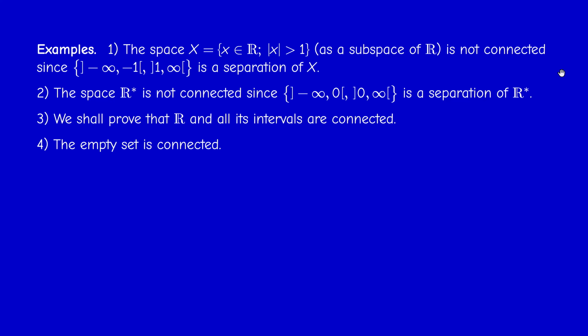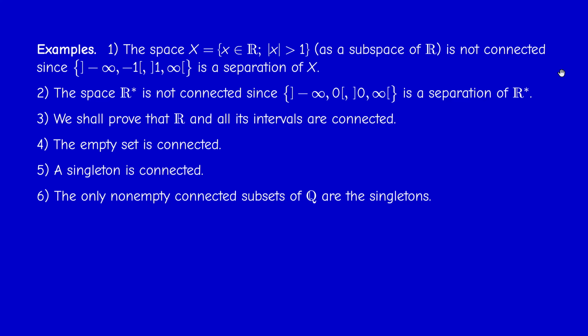Now, of course, a trivial example of a connected space is the empty set, because you cannot split the empty set into two non-empty sets. A singleton is also a trivial example of a connected set, because you cannot split a one-point set into two non-empty subsets. The only non-empty connected subsets of the rational numbers are the singletons, or one-point sets. Of course, we know that the empty set and the singletons are connected, so we have just to prove the converse. So we have to prove that if a subset Y of Q has more than one point, it cannot be connected. So it has a separation.